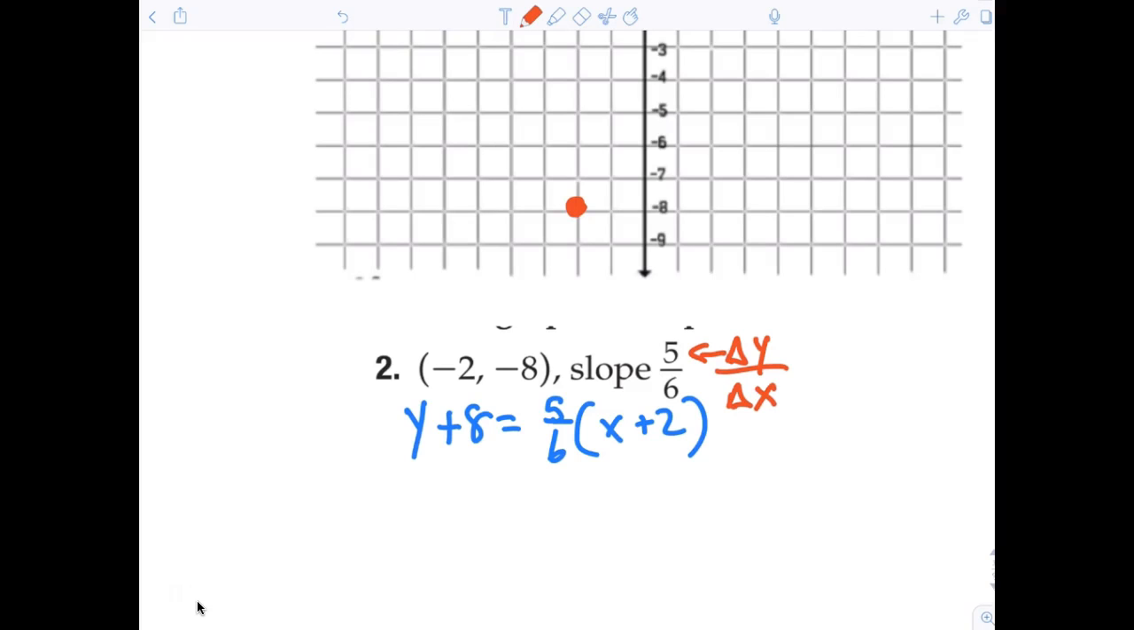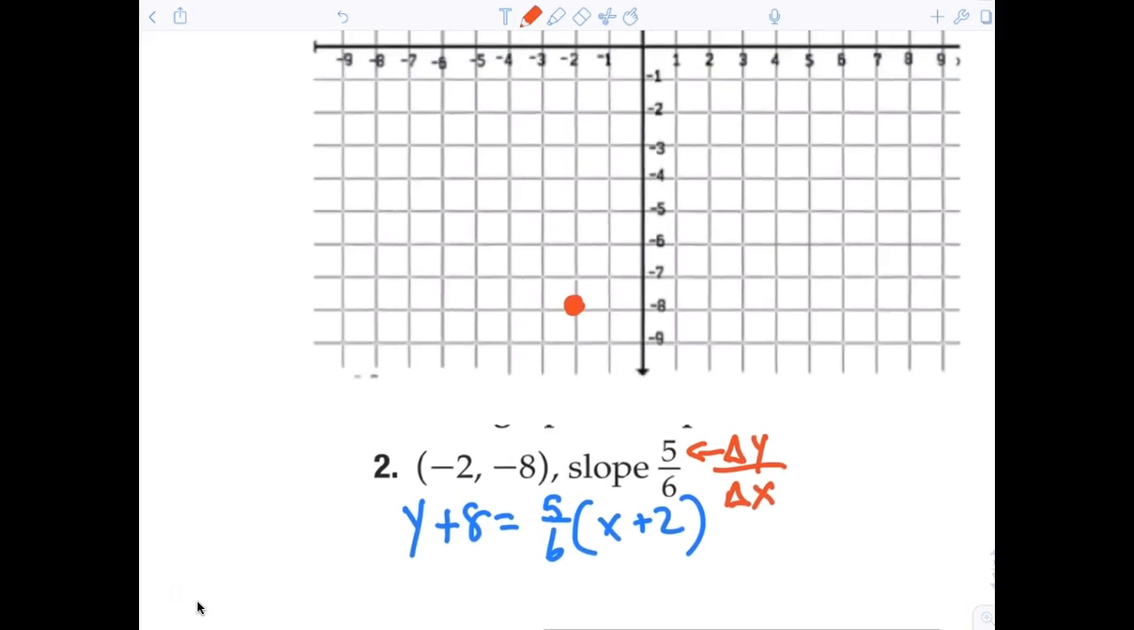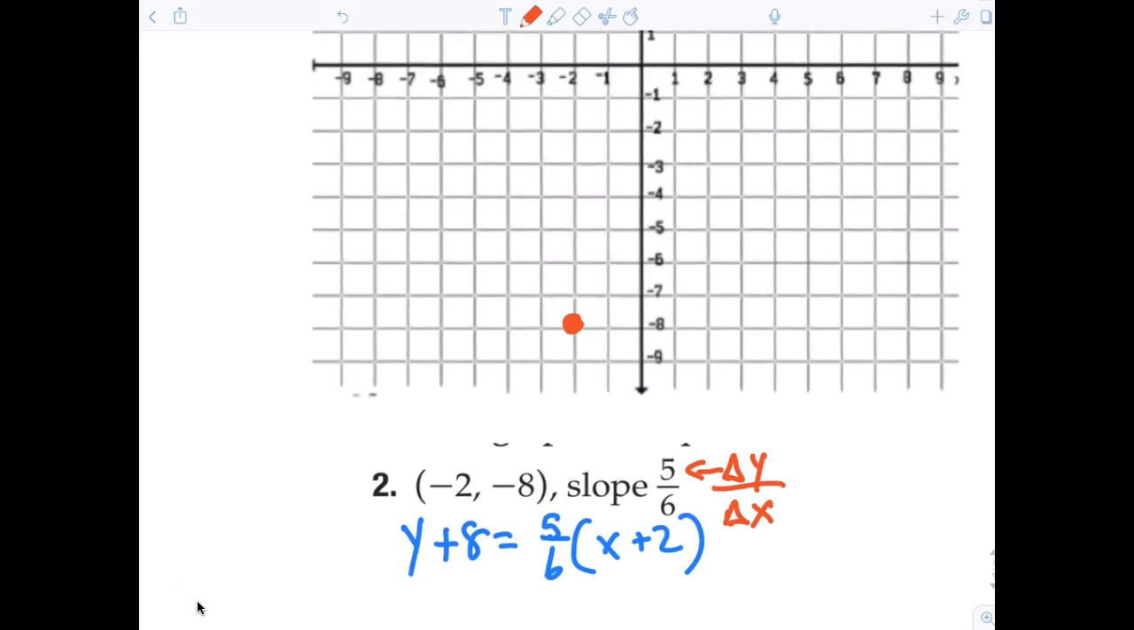Over would be x. And? Yes. So from here, I go up 5. 1, 2, 3, 4, 5. Over 6. 1, 2, 3, 4, 5, 6. And then plot that point, and now draw the line. Beautiful.